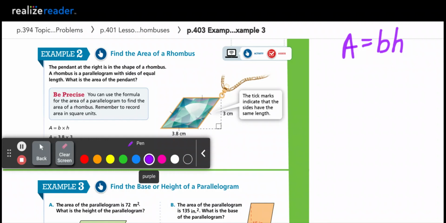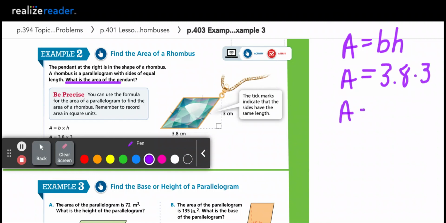So let's see, do we know the area? No, that's what we're finding out. So we're going to say, okay, area equals, what does the area equal? What's the base? What number can I plug in for the base? I will plug in 3.8, 3.8 centimeters. I'm just getting rid of the centimeters for right now so that my work isn't too messy. Times the height. Well, what's the height here? The height is 3. So my area is going to equal 3.8 times 3. Again, plug it in your calculator. What's the area? The area is 11.4 centimeters squared.